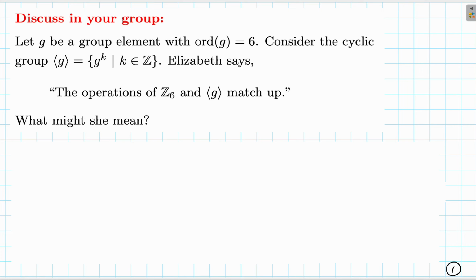Let's begin by reviewing a concept from the previous lesson. Let g be a group element of order 6, and consider the cyclic group ⟨g⟩ containing all integer powers of g. Elizabeth says the operations of Z6 and ⟨g⟩ match up.